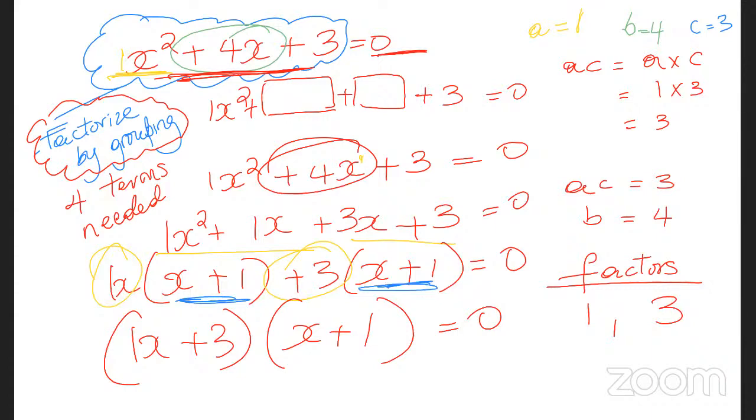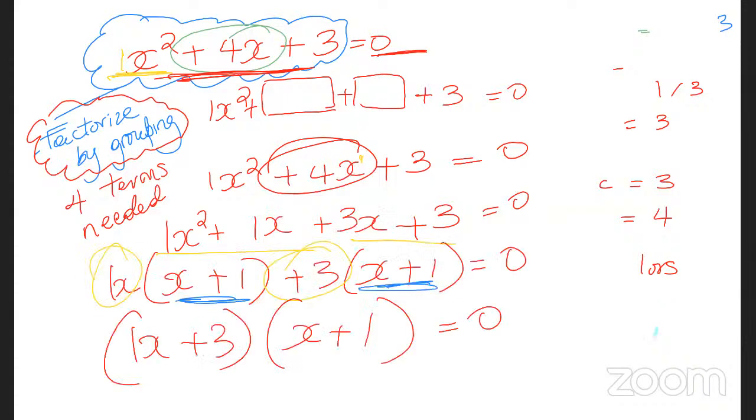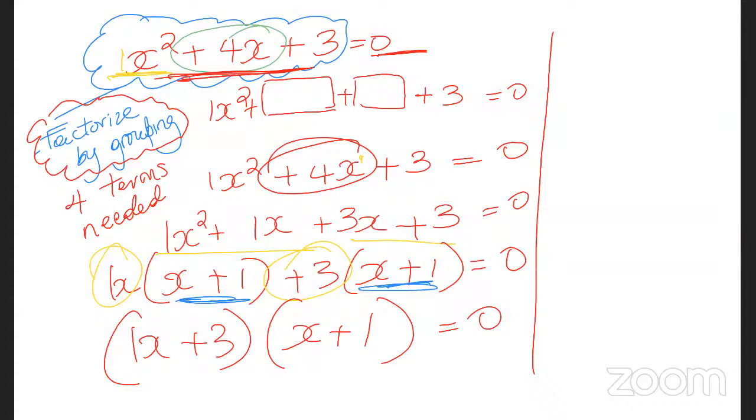Good. The last bit that we're going to do, and I'm going to erase here so we can do that last bit here. So the last bit is that we have those two brackets and we're going to equate each of them to 0. So the first bracket is 1x plus 3, so it's going to be 1x plus 3 equals 0. The next bracket, x plus 1 equals 0, we're going to do after. So 1x plus 3 equals 0.